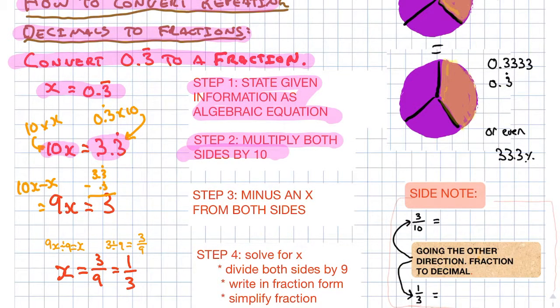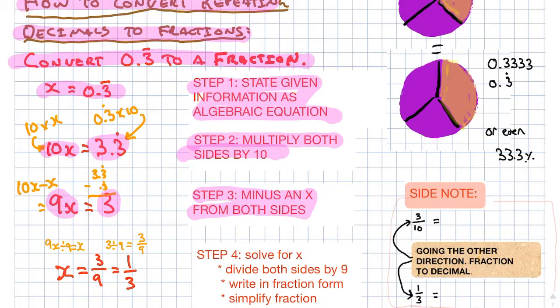Okay, step 3. Let's minus an x from both sides. So 10x minus x is 9x. And 3.3 repeat minus x is going to be just 3, because we know from our very first step that x is the same thing as 0.3 repeat.